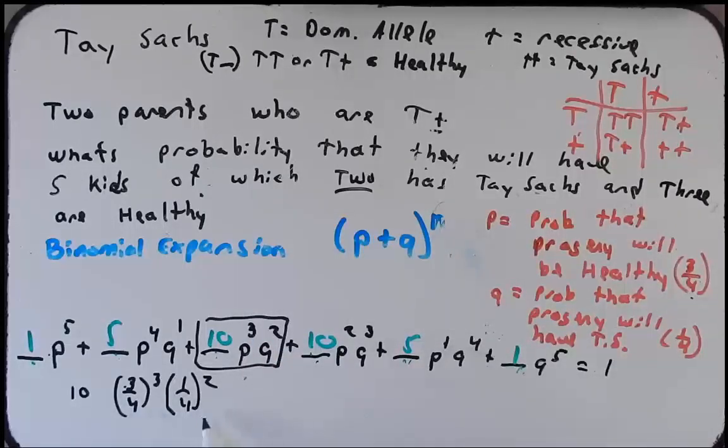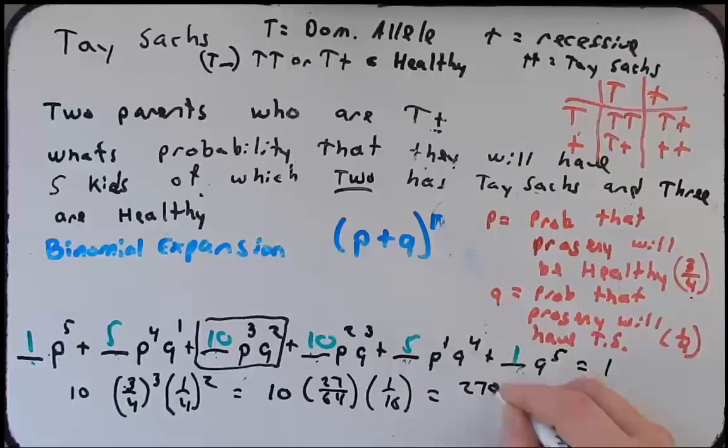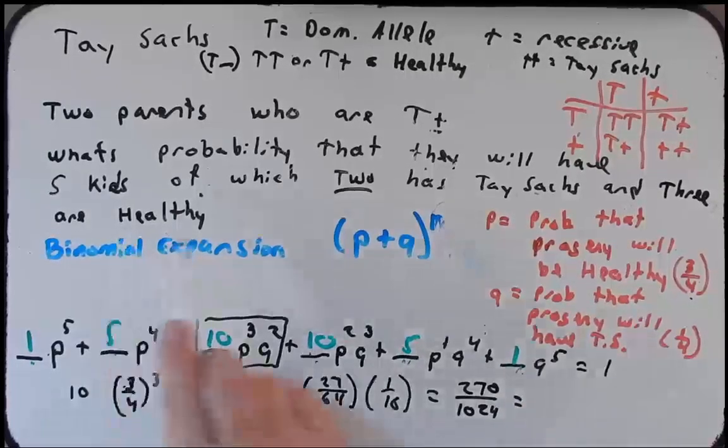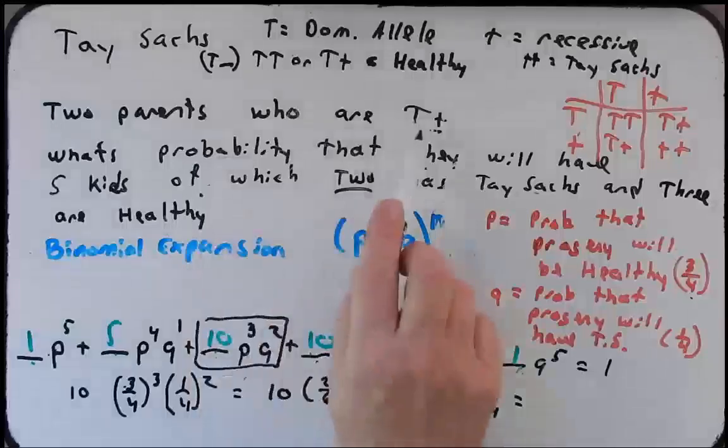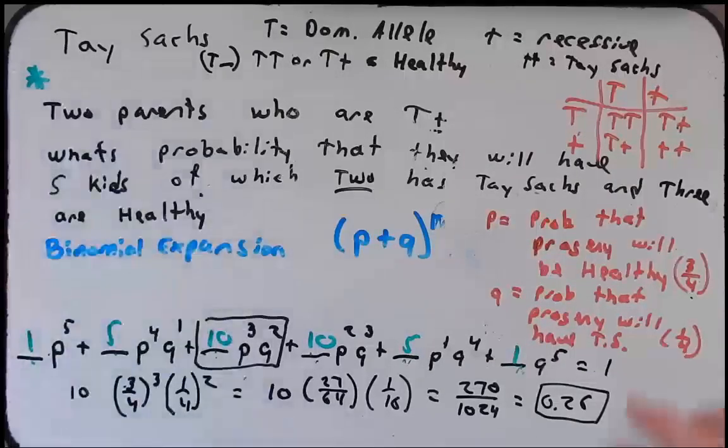Now let's calculate this. 10 times 3/4 cubed, times 1/4 squared. So this is going to be 10 times, and remember, we always do the exponents first. So this will be 27/64. And then this will be 1/16. We multiply this through, and we get 270 over 1024. So the probability of having 5 kids, 2 with Tay-Sachs, 3 healthy, from these 2 parents that are heterozygotes is 0.26. There will, without a doubt, guaranteed be a question like this on the exam. It won't be just like this. It won't be 5 kids, 3 and 2. It'll be some variation that you will have to apply this rule to tell me this probability.